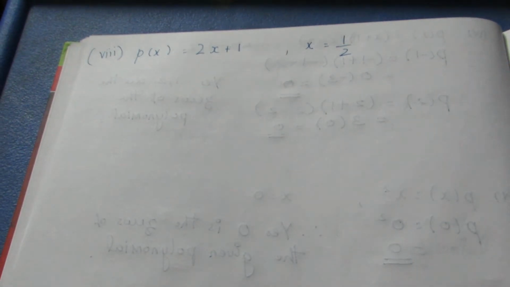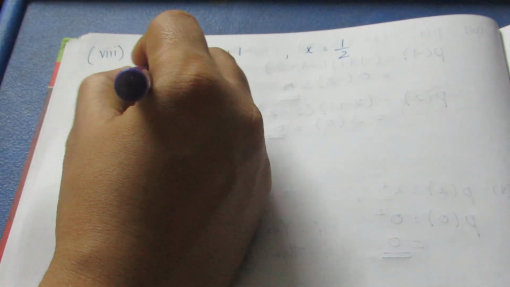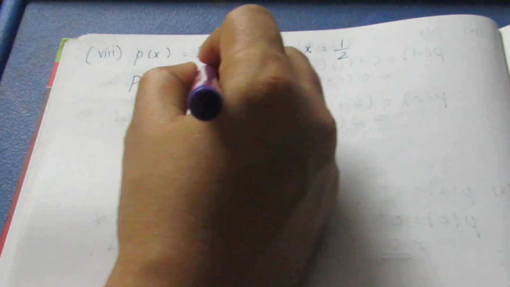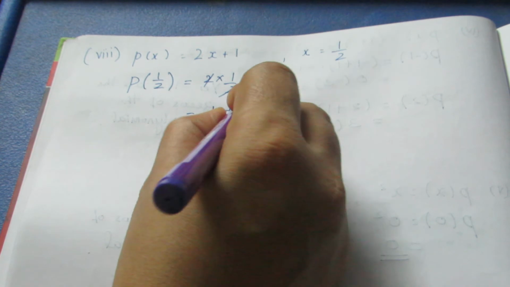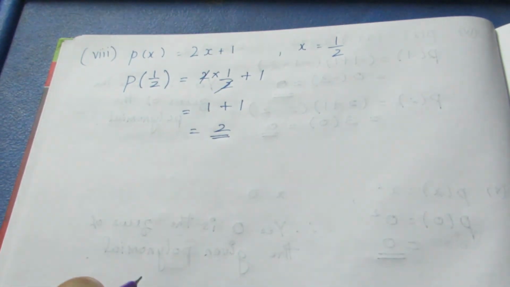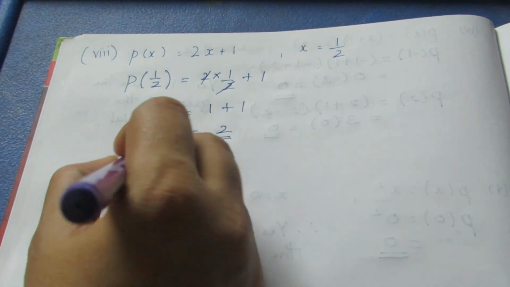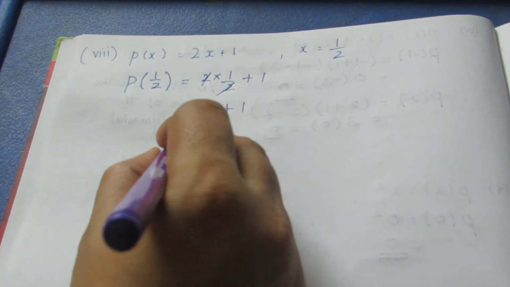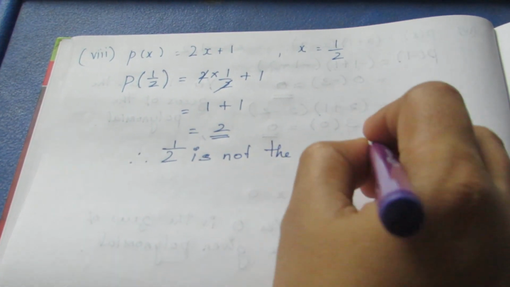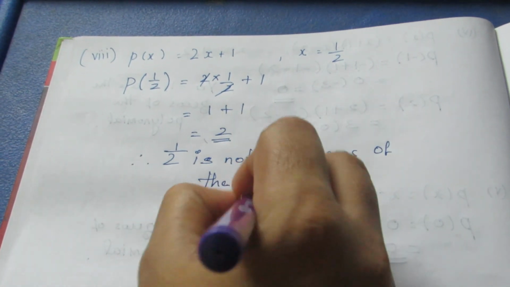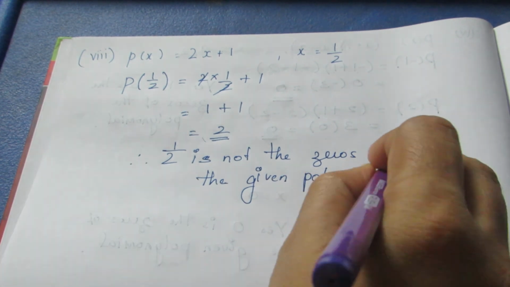In the 8th sum, it's given that p of x is equal to 2x plus 1, where x is equal to 1 by 2. Just substitute the value of 1 by 2 in the place of x. 2 into 1 by 2 plus 1. 2 gets cancelled. It is 1 plus 1. 1 plus 1 is equal to 2. So as it is 2, there is no 0. We can say that therefore, sorry, minus 1 by 2 is not the zero of the given polynomial.